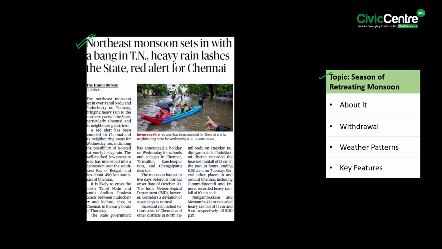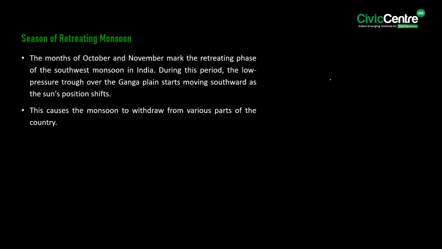See, the months of October and November mark the retreating phase of the southwest monsoon in India. During this period, the low pressure trough over the Ganga plain starts moving southward as the sun's position shifts. Hence, this causes the monsoon to withdraw from various parts of the country.